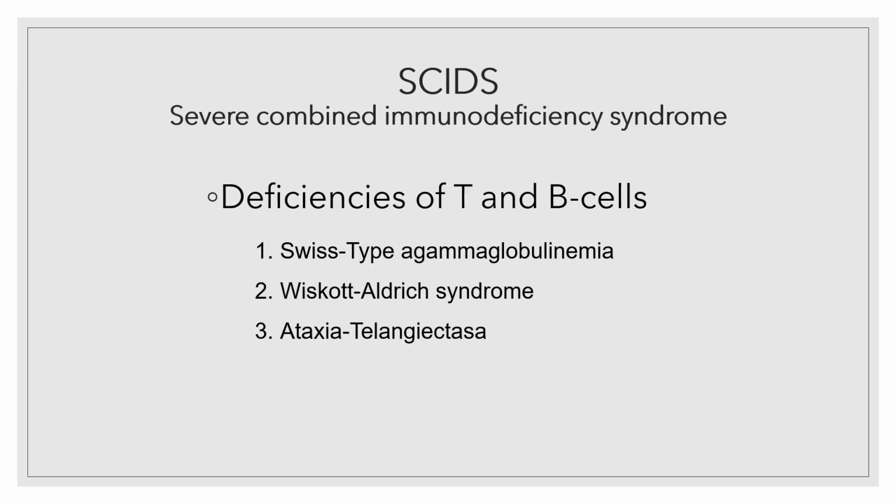Severe combined immunodeficiency syndrome is a term for a congenital disorder where part or all of the immune system fails to work properly. This essentially describes deficiencies of both T and B cells. Some examples of this would be Swiss type agammaglobulinemia, Wiskott-Aldrich syndrome, and ataxia-telangiectasia.